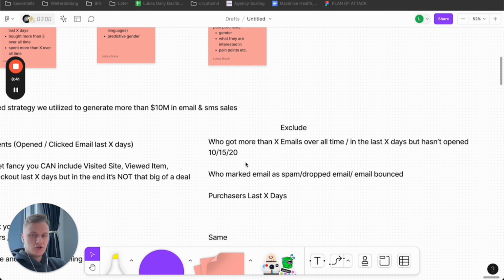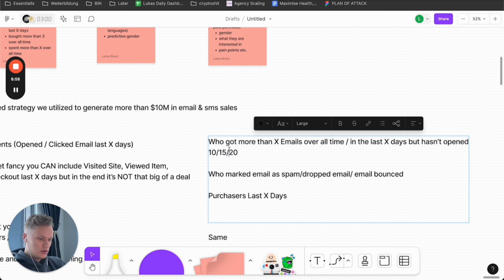But what is actually a big deal is the segments that we want to exclude. So for example, here, what we want to exclude is anyone who got more than, and then you could put whatever number in, emails over all time in the last whatever days, but hasn't opened any of them. This is wrongly set up.